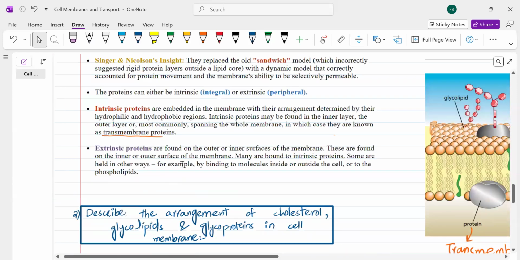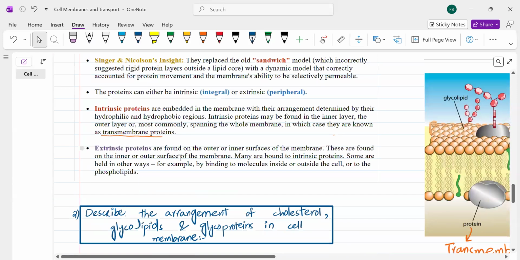These type of proteins, intrinsic proteins, when they span, in that case they will be known as transmembrane proteins. When the intrinsic proteins span throughout the membrane, in that situation they are known as transmembrane proteins.